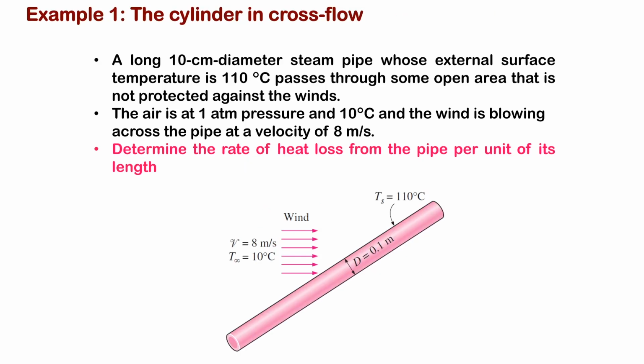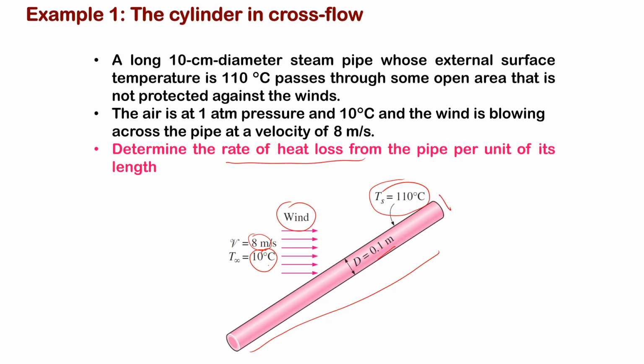So now we are going to solve an example. Let's take a look at this. We have a long cylinder and the diameter is 0.1 meter, and there is a wind blowing around this in cross flow geometry. The velocity of the wind is given, the temperature of the wind is given, 10 degrees Celsius, velocity is 8 meters per second, and the rod is at 110 degrees Celsius. We are asked to find what is the rate of heat loss.